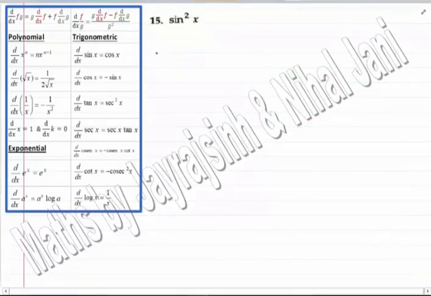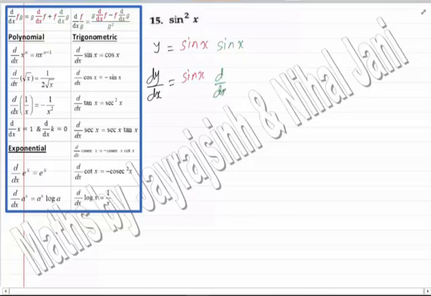Let's quickly move to question number 15, which is y is equal to sin square x, or basically we can say sin x into sin x, right? So we can easily apply multiplication rule. Our red sin x will be as it is, we will differentiate green sin x, plus, now green sin x will be as it is, we will focus on the differentiation of red sin x, right?